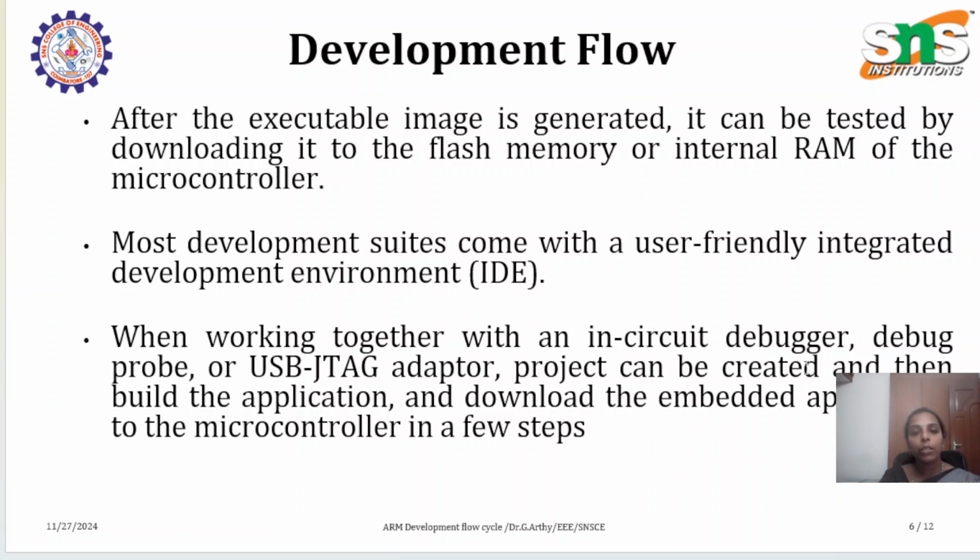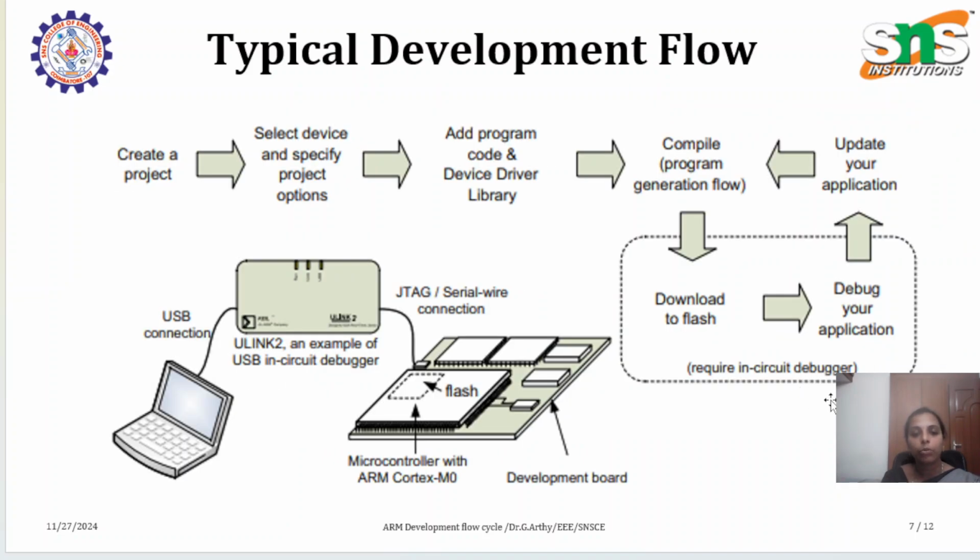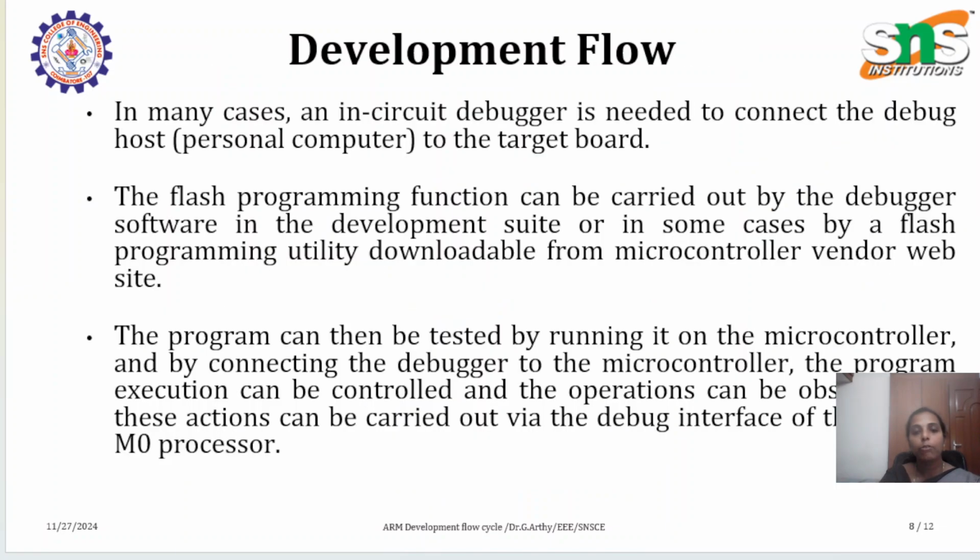When we are downloading, these are the steps that take place. A project is created. We select the device which we are going to use. Then the programs have to be added. Then it has to be compiled and built. If there are any errors, they have to be debugged. And then the application can be downloaded to the development board. So this is the basic flow cycle.